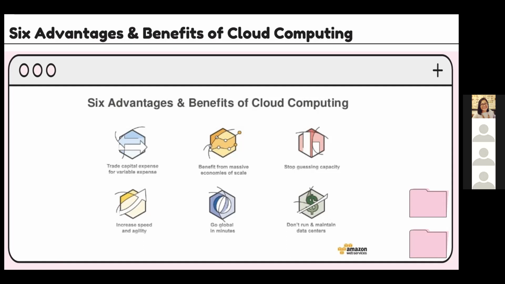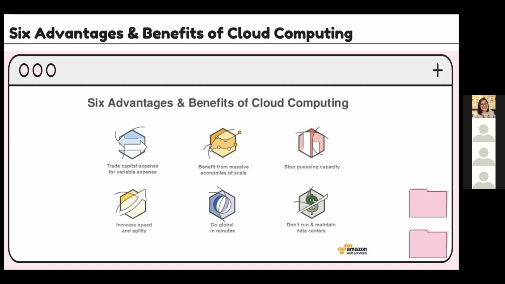So with stop guessing capacity, later on, matututunan natin yung scale in, scale out ng resources in terms of provisioning sa EC2. So makikita natin yan yung mga auto-scaling. So in AWS, mali-leverage natin lahat yan.